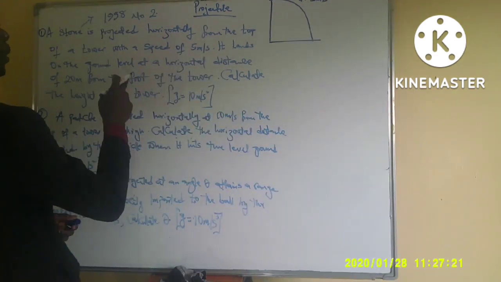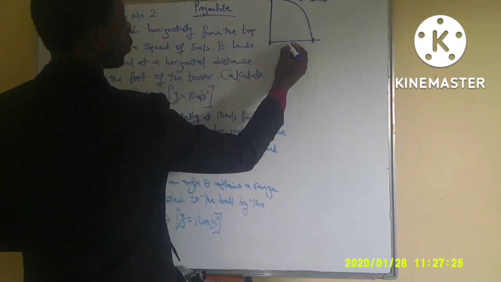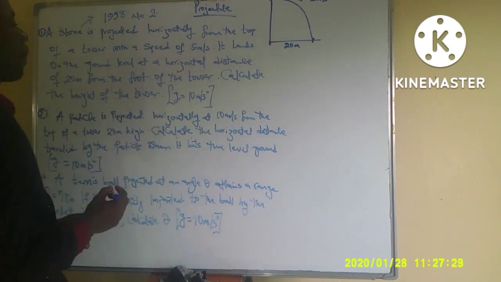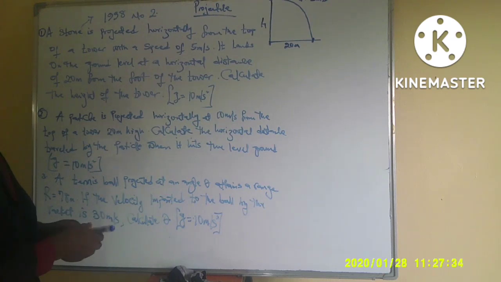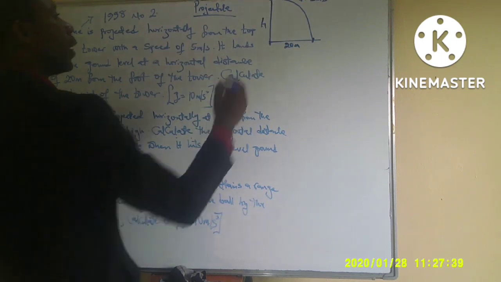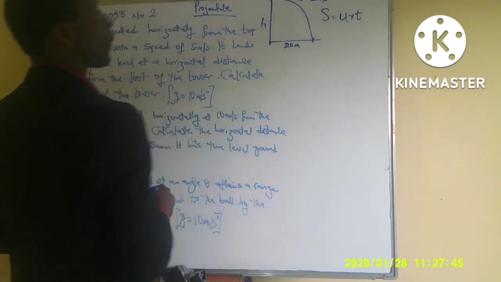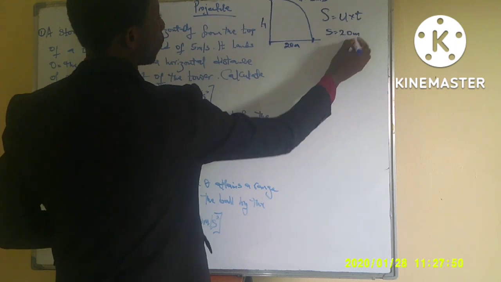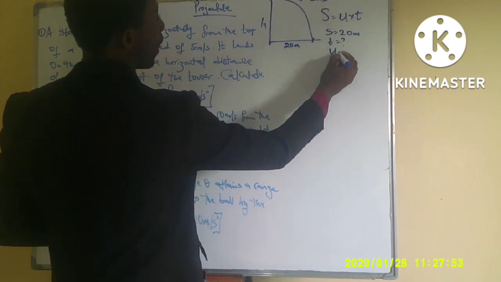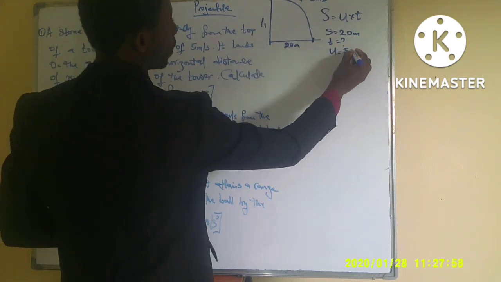It lands on the ground level at a horizontal distance of 20 meters. So the distance from the foot of the tower to where it lands is 20 meters. Calculate the height, so we are looking for the height. Before we can find the height, we need to understand that the range, which is x, is equal to initial velocity times time. We have the range, x, which is 20 meters. The time we don't have, but we have the initial velocity of 5 meters per second.